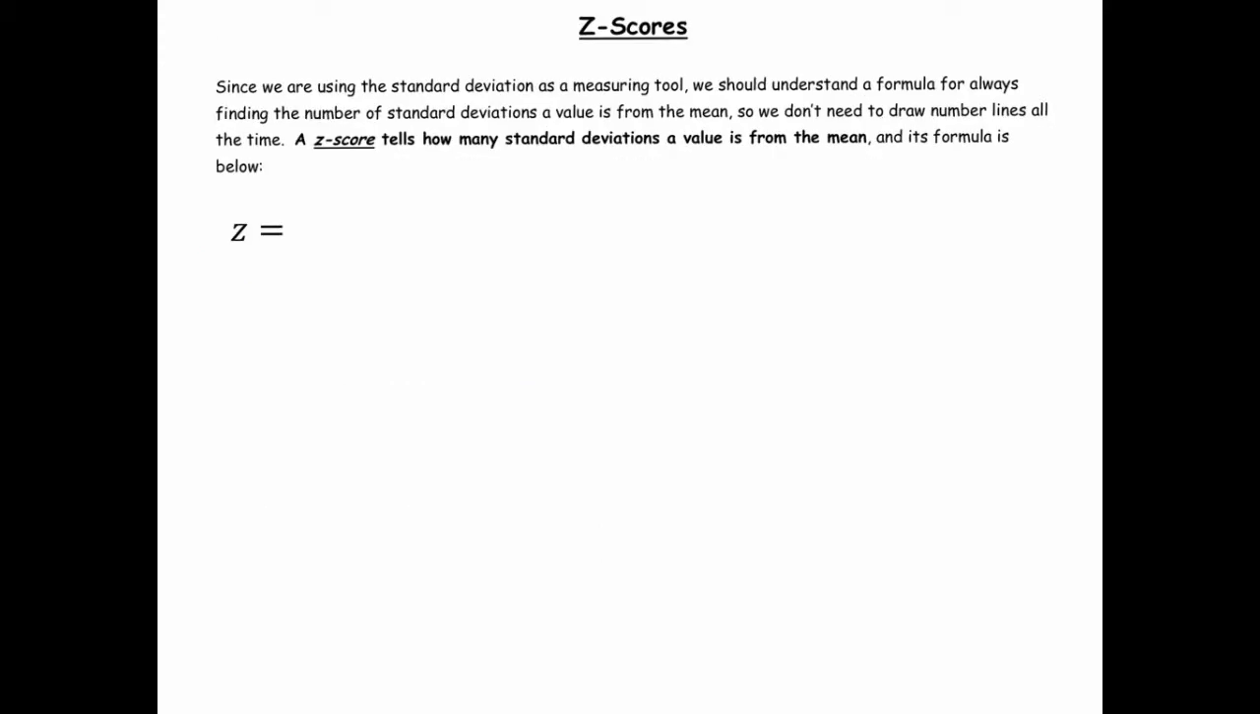So since we're using the standard deviation as a measuring tool, we want to look at a formula that will tell us the number of standard deviations a value is away from the mean. That way we don't have to draw number lines. And that's what a z-score is called. So you'll hear the word z-score a lot. A z-score is just how many standard deviations a value is from the mean. Okay, that's all a z-score is.